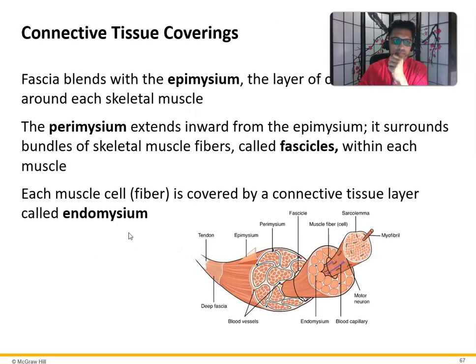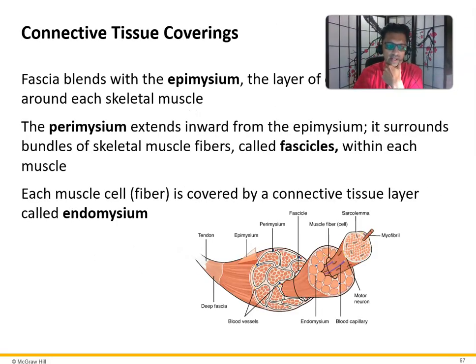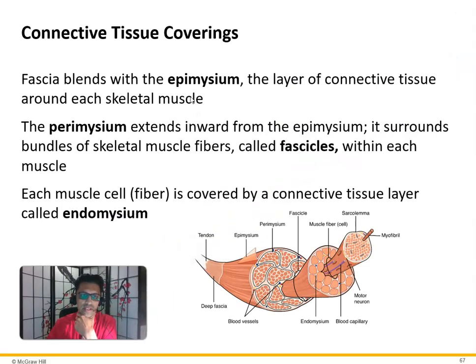Okay, if you look at this, here are the layers. Fascia blends with the epimysium. Here's the deep fascia, here's the tendon. Remember, the tendon gives rise from the fascia. Then it gives rise to the epimysium right here. The perimysium extends inward from there. It surrounds bundles of skeletal muscle fibers called fascicles within each muscle. So there's a whole bunch of fascicles here, and the perimysium is around these fascicles.